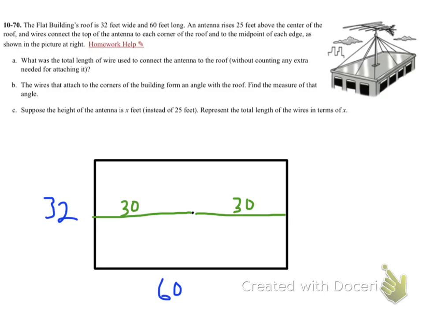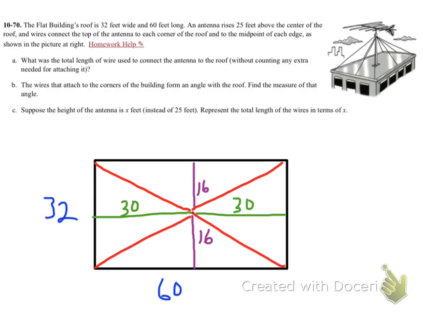So we have two sides that go to these right here. That would be 30 feet long. We have two sides that are going to be 16 feet long that would go to these antennas. And the other four are going to look like this. Now, in order to figure that out, we're going to have to actually do Pythagorean theorem with a right triangle right here.